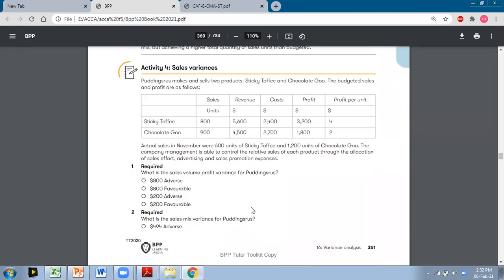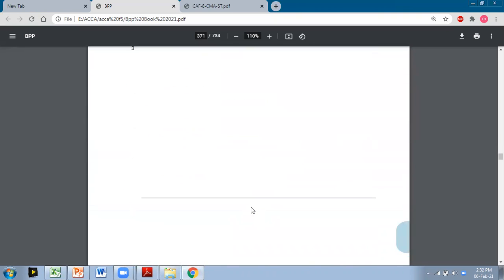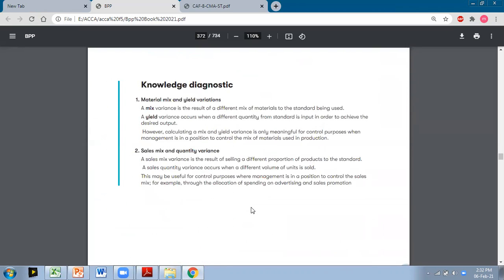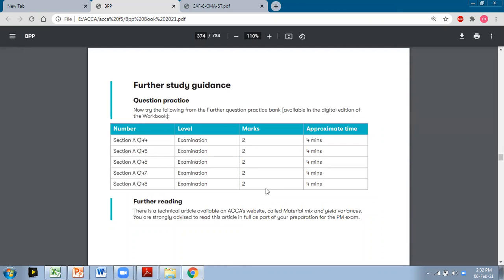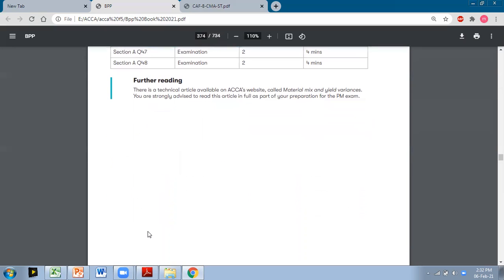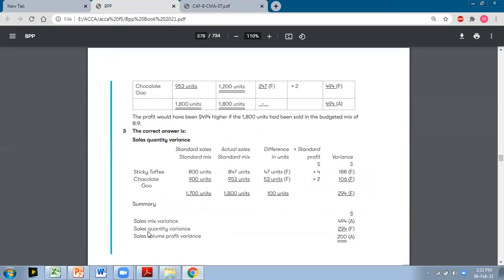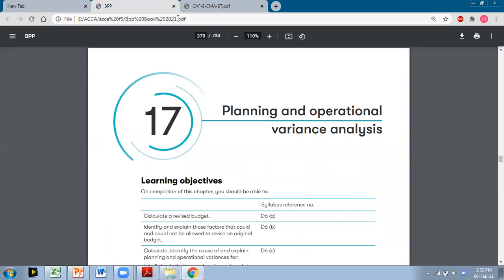Now activity 4 is your homework, and that's it with the sales variances. There would be questions you have to solve. You have to give every question 4 minutes, right? And these are the marks allocated. Then these are section A, and the sections are named already. You have to do this from the practice kit, okay? And this would be enough for your preparation. So that's it.